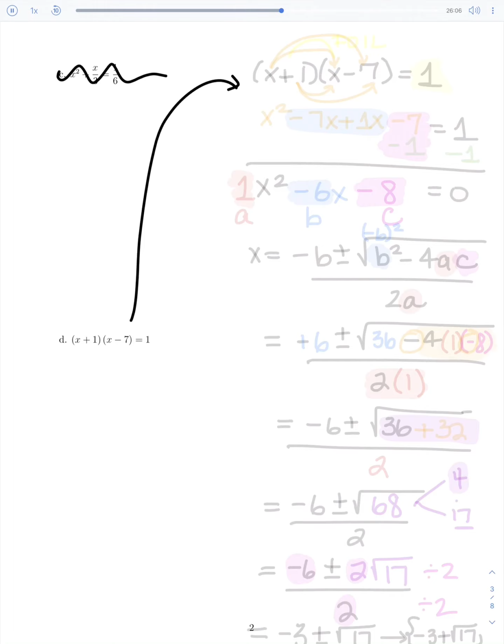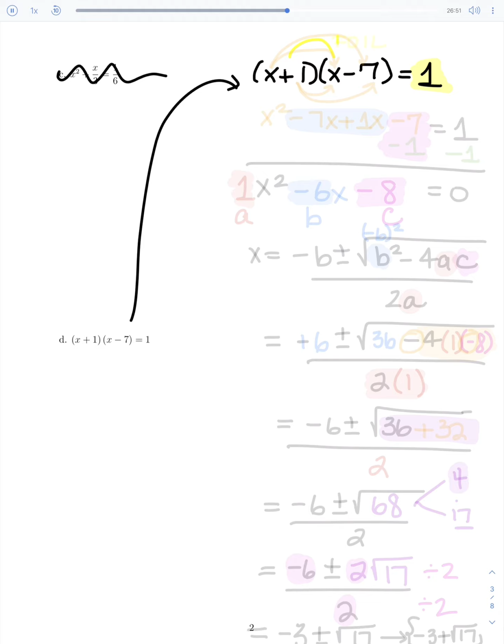So let's take a look at D. D has us looking at (x + 1)(x - 7) = 1. When I look at this one, I think, oh, they've already factored it for me. But oops, someone factored it too early. They jumped the gun. Why am I saying that? It's because the right-hand side is not a 0, it's a 1. Whoever set this up did the right thing, they just did it too early. So I kind of have to undo all the hard work they did.